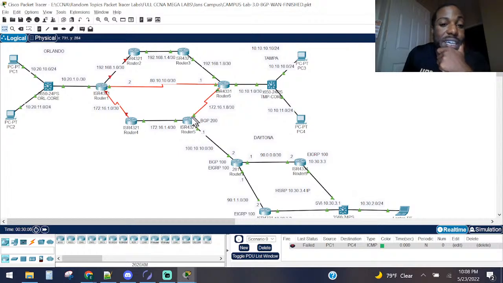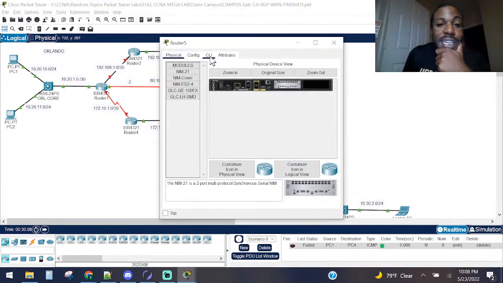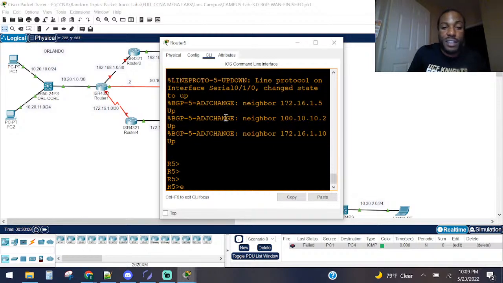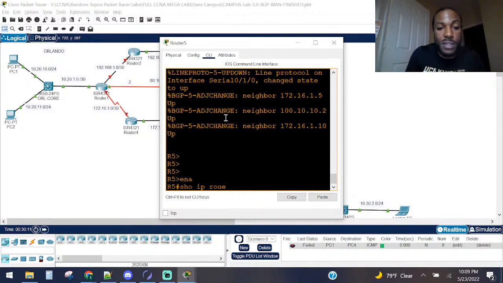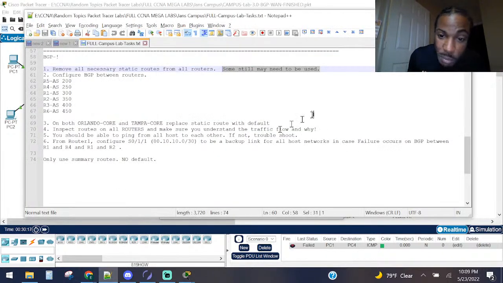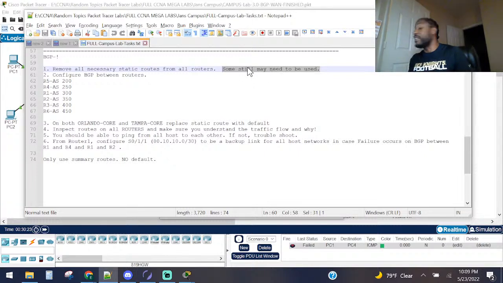But let's just see what he says to make it there. Go over here and say show ip route, 10.20.10.0 network. I wish he'd have put this in all caps right here. You see this, right? Some may still need to be used, the static routes. It's stuck in a dead end loop. Yup, exactly, Dave. It just keeps looping. And it's crazy to see that, right?